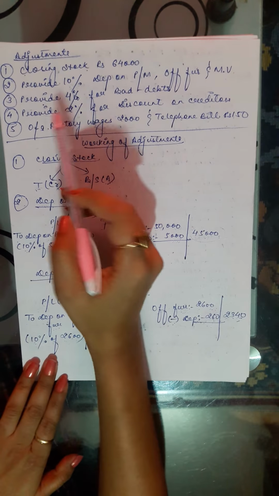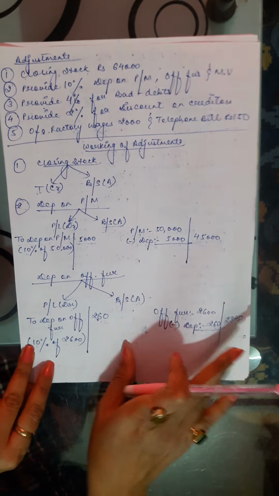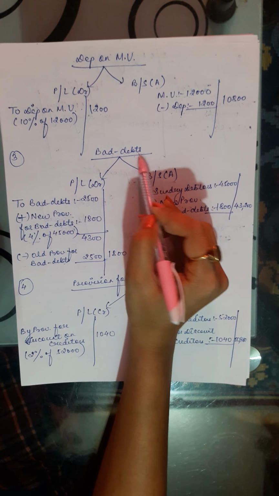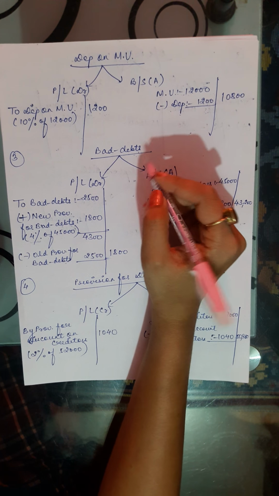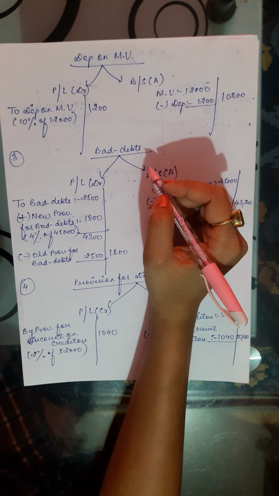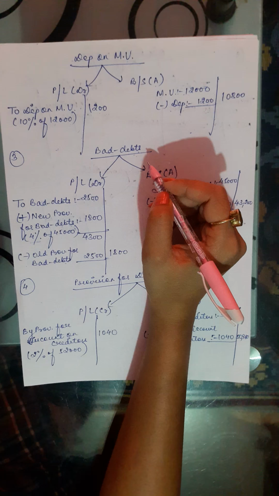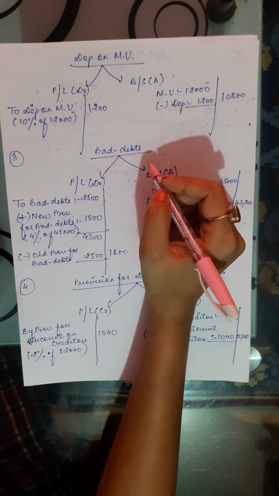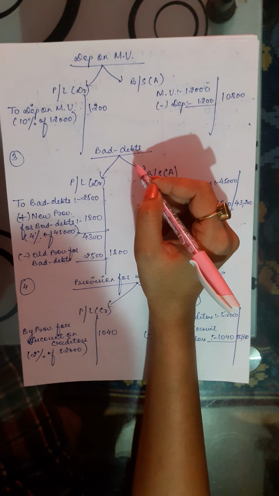The third adjustment is provide 4% for bad debts, right? So you have to remember one thing, this adjustment is related to bad debts. Now you have to be careful about the three things. Firstly, the bad debts is given in the trial balance. Secondly, the provision related to the bad debts is also given in the trial balance. Thirdly, the new provision is also given in the adjustment. Okay, now the three things should be there in the question.